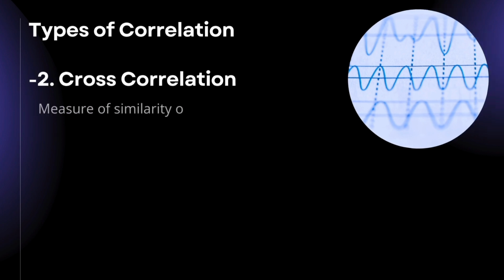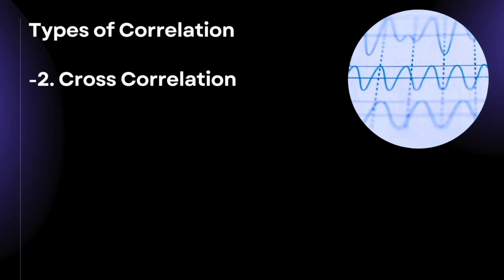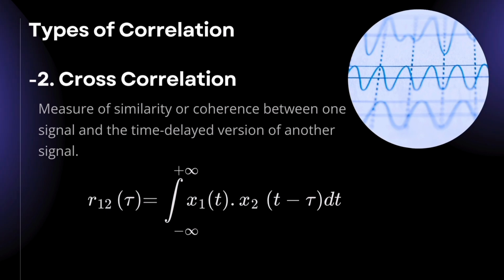Now let's move to cross correlation. Unlike autocorrelation, cross correlation measures the similarity between two different signals and their time delayed versions. For two signals x1 of t and x2 of t, cross correlation is defined as r of 12 tau is equal to the integral from minus infinity to plus infinity of x1 of t times x2 of t minus tau dt.